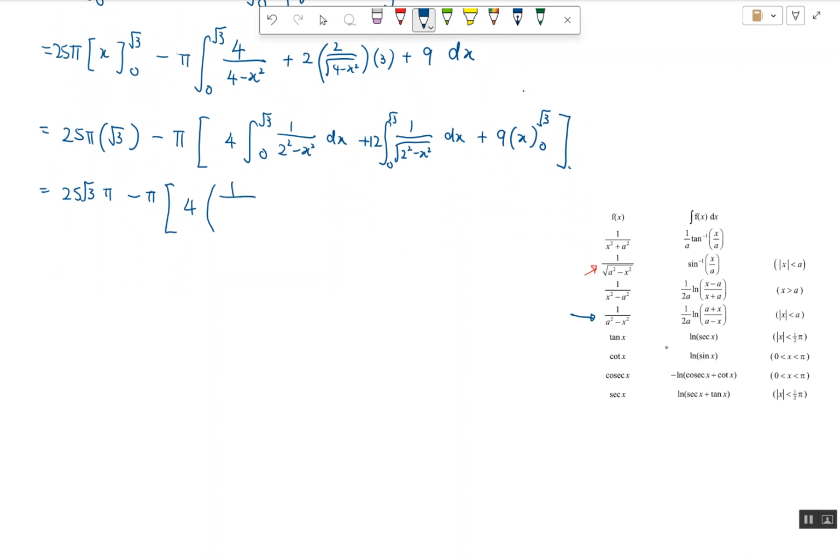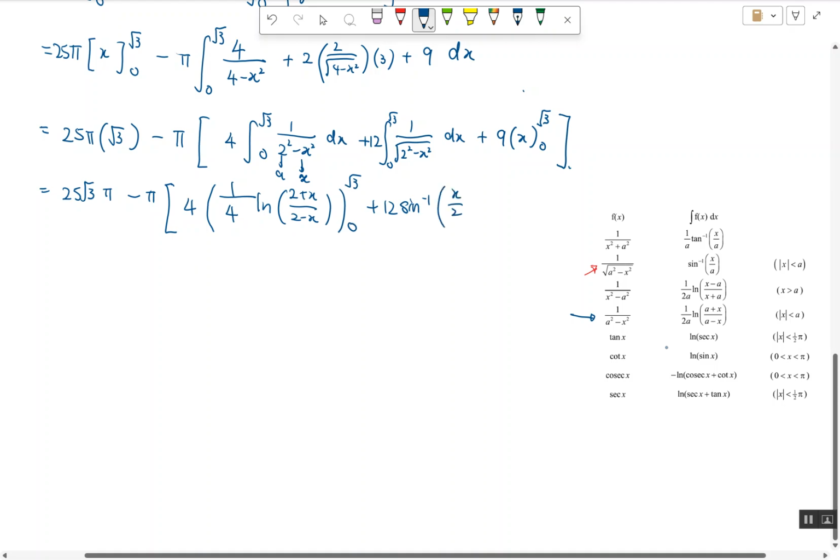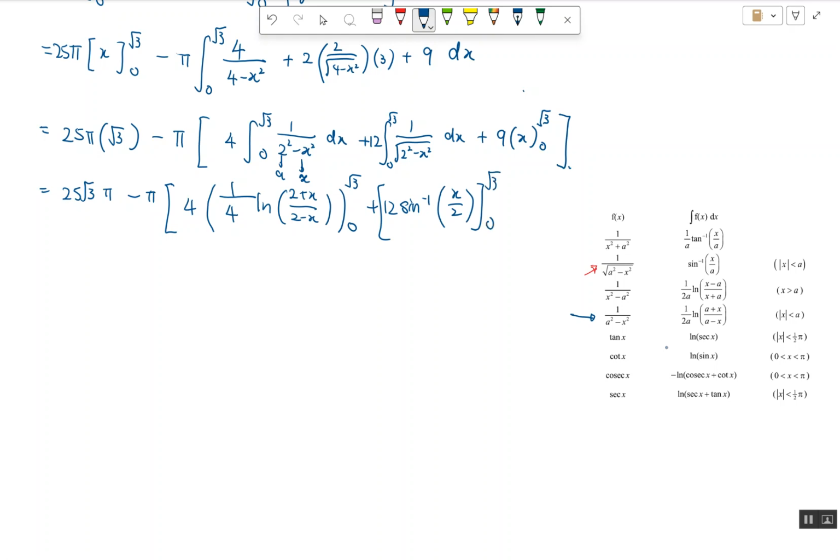Yeah, 1 over 4, because the a, this is the a and this is the x. 1 over 4 ln of (2 plus x) over (2 minus x). Okay, keep it there with a definite integral, root 3, 0. Just apply it correctly. Make sure you identify correctly. The other one would be 12 sine inverse of x over 2, you can put this in, root 3, 0. And the other one, this will be 9 root 3. Okay, you just put it nicely over here.